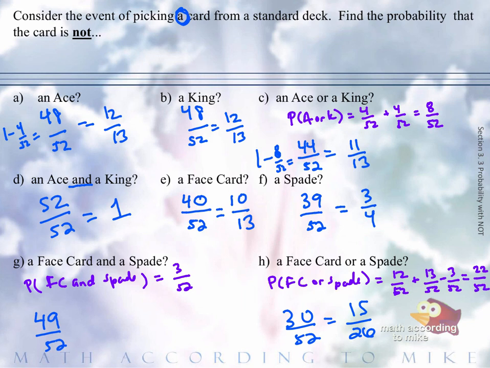So again, you can reason it out, or you can use the formula, find out what is there, and then subtract it from 1 or 100% to find out what isn't there.